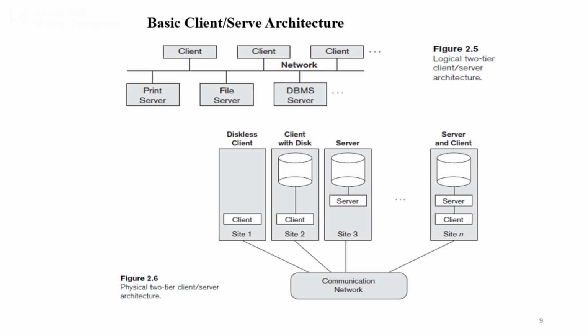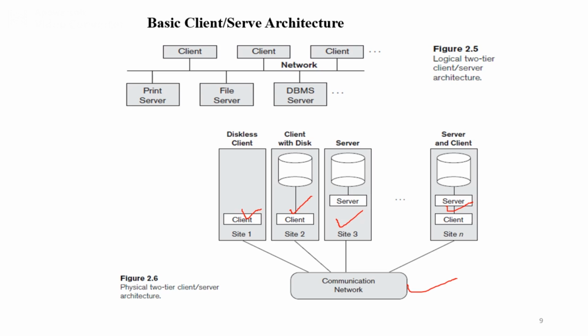Then the physical two-tier client server architecture looks like this. For example, here you can see this is the client 1 site, this is the client 2 site, there will be a server, and there will be a number of clients. They are all interacting through one communication network, and through that network they are interfacing together. This is how the client server architecture looks.